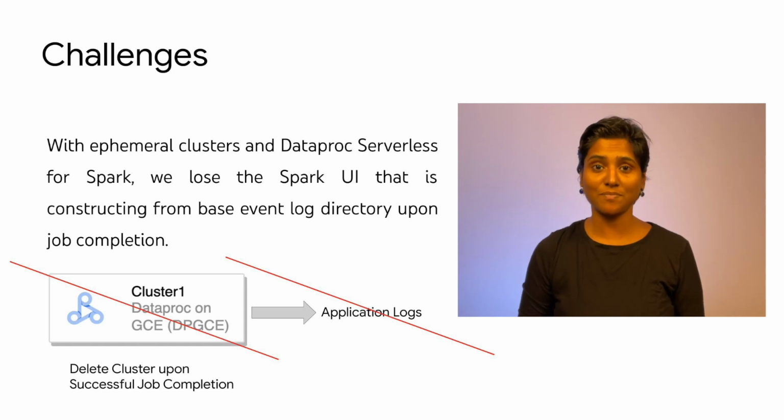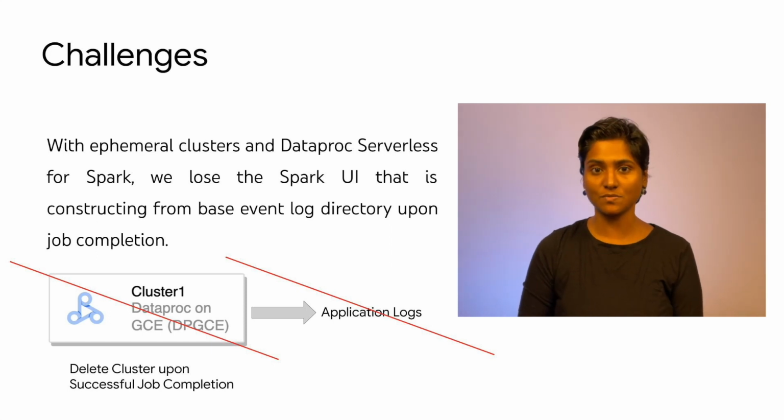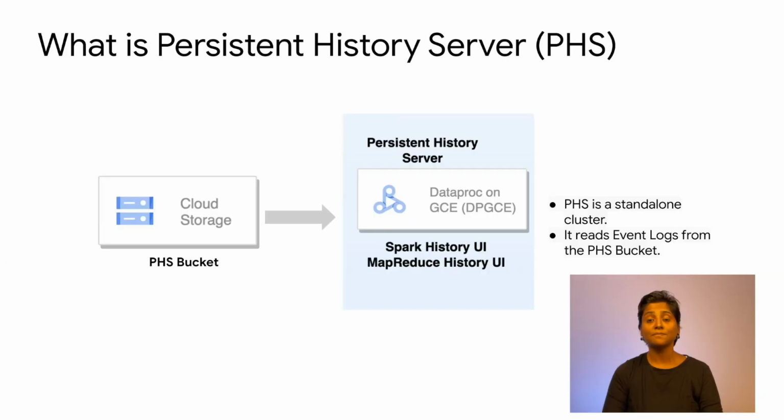The challenge with ephemeral clusters and Dataproc Serverless for Spark is that you will lose the application logs when the cluster machines are deleted. Persistent History Server enables access to the completed Hadoop and Spark application logs for the jobs executed on ephemeral clusters or serverless Spark. Persistent History Server is stateless and it constructs the Spark UI of the applications by reading the application's event logs from the Google Cloud Storage bucket.